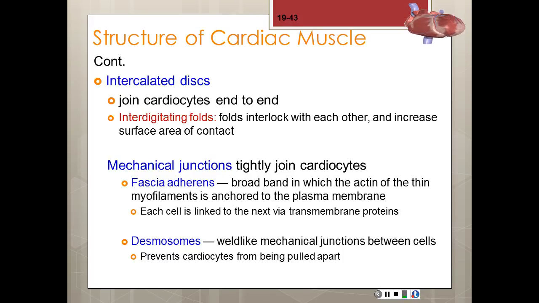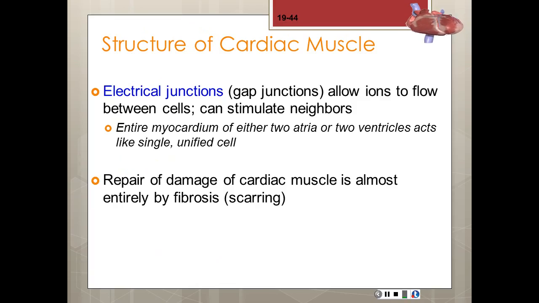Now, the fascia adherens is the most extensive, and it's a band in which actin of thin myofilaments is anchored to the plasma membrane, and the cells are linked via transmembrane proteins. Now, desmosomes interrupt the fascia adherens here and there. These are patches of mechanical junctions between the cells. Now, electrical junctions are gap junctions, and they allow ions to flow between cells and can stimulate the neighboring cells.